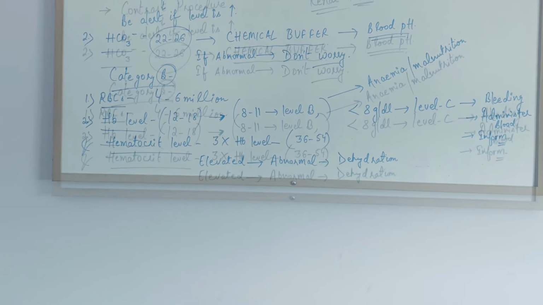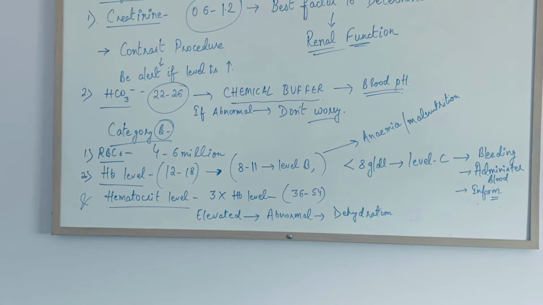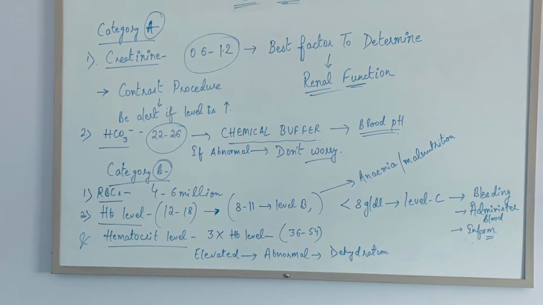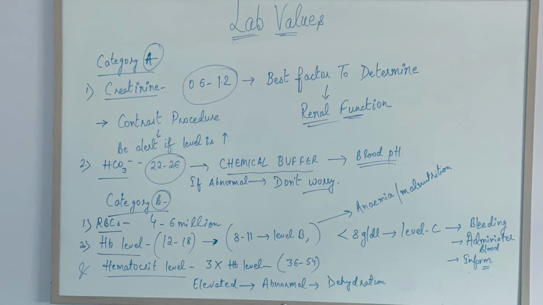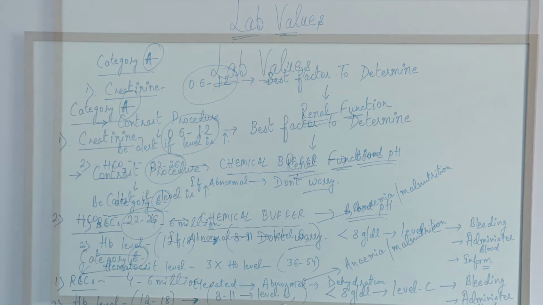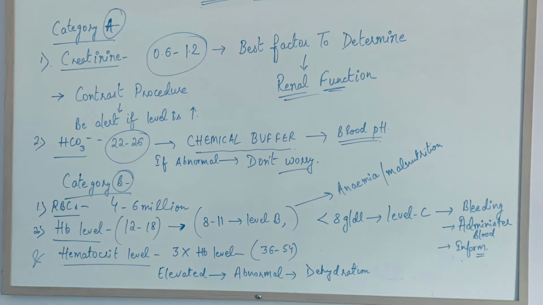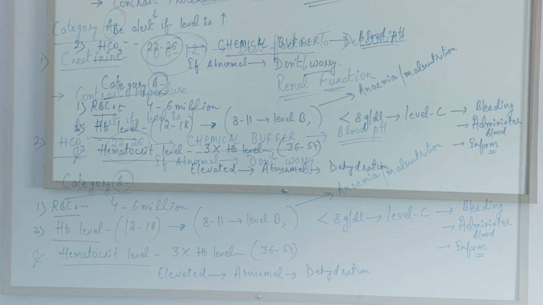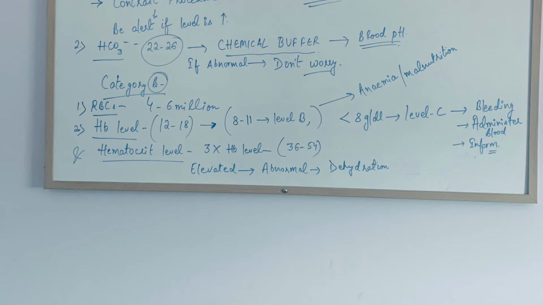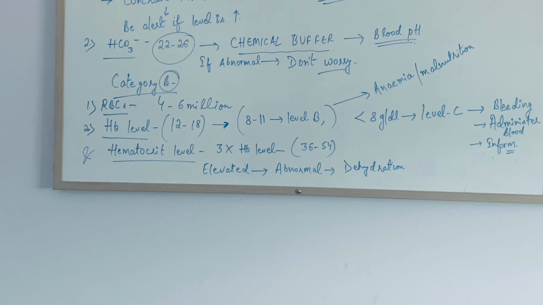In category A, there are two main lab values. First is creatinine and the second one is bicarbonate. Let's discuss the creatinine first. The normal value for creatinine is 0.6 to 1.2. Okay, and the best factor to determine the serum creatinine level is through linear functions. Okay, you will get to know about the serum levels by doing the renal function test.